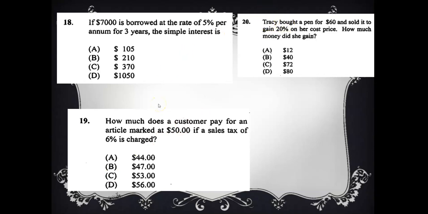Number 19. How much does a customer pay for an article marked at $50 if a sales tax of 6% is charged? Okay, so we did this question in the last recording. How much does a customer pay for an article marked at $50 if a sales tax of 6% is charged? So we know that we're finding 6% of $50.